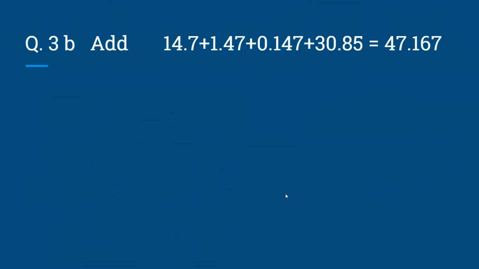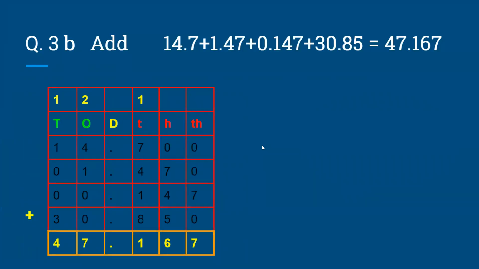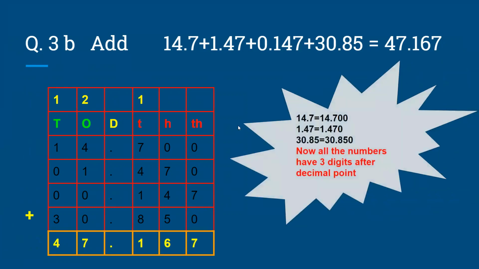Next sum is 14.7 plus 1.47 plus 0.147 plus 30.85. So let's see how we will add. Here in this question, you can see that in the first number, it is written 14.7. But one number is having 3 digits after decimal also.